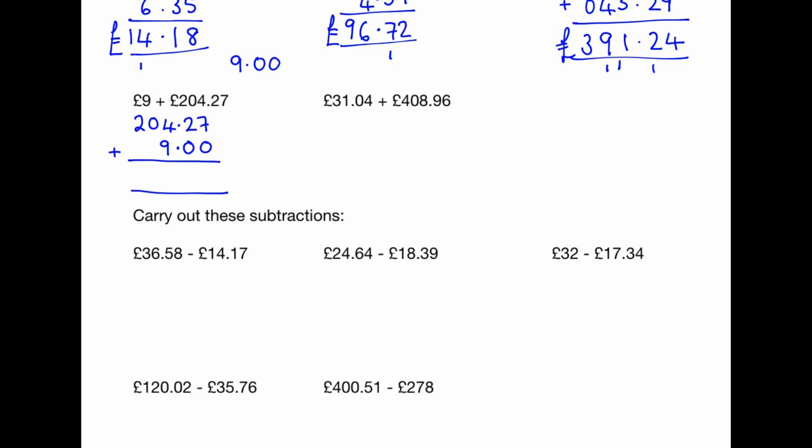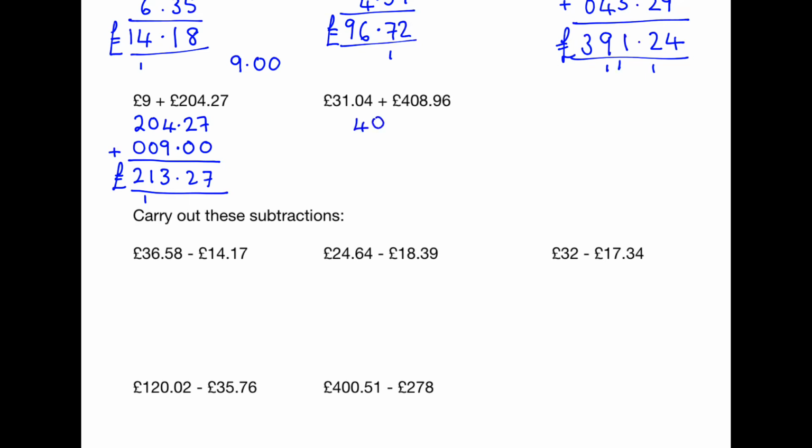Okay, so just adding them up. 7 add 0 is 7, 2 add 0 is 2, 4 add 9 is 13, 0 add, and look, if you want to fill those in with zeros, you can do as well. 0 add 0 add 1 is 1, and 2 add 0 is 2. So our answer is £213.27.